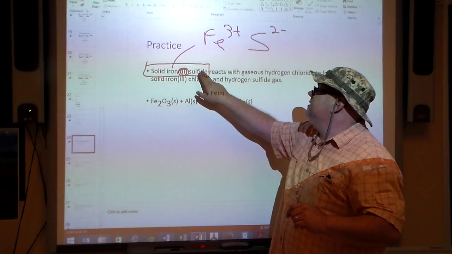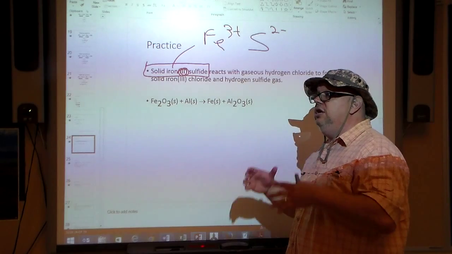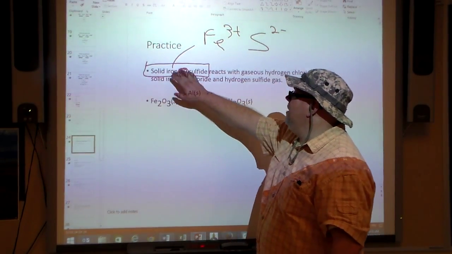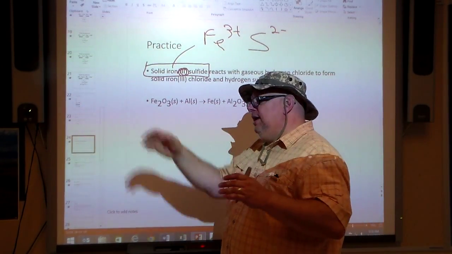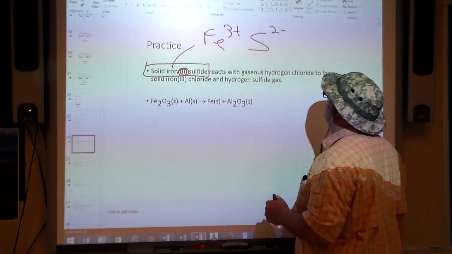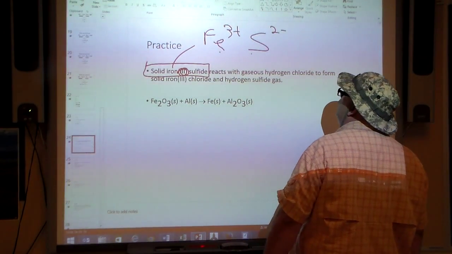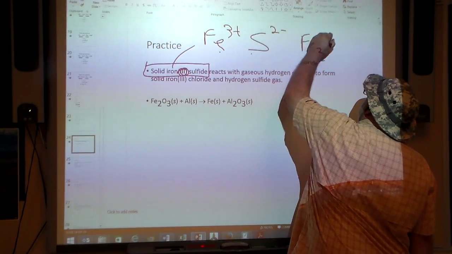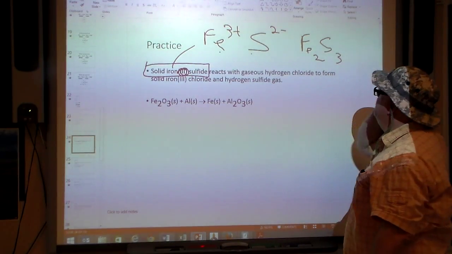When you see a problem like this, iron 3 sulfide, that means the charge is balanced out. It's not an ion, it's not a cation, and it's not an anion. So that means it's a 0 charge. So we have to balance these two within each other. To make the long story short, it'll be Fe2S3. That's what it would look like when it's balanced out, okay?